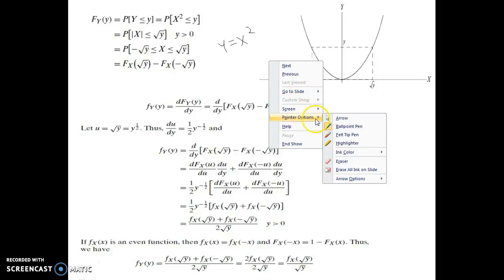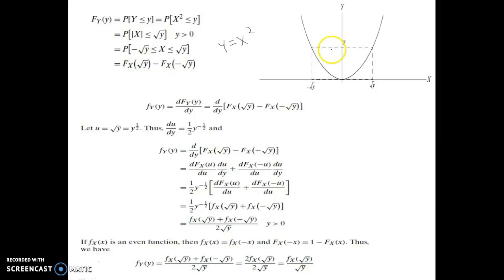Now, let me just quickly change the color. Okay. So basically, since x squared is less than or equal to y, and y is any arbitrary value on the capital Y axis, we are trying to find the values where Y is less than or equal to y. This will happen when we are in this range, that is from minus root over y to plus root over y.